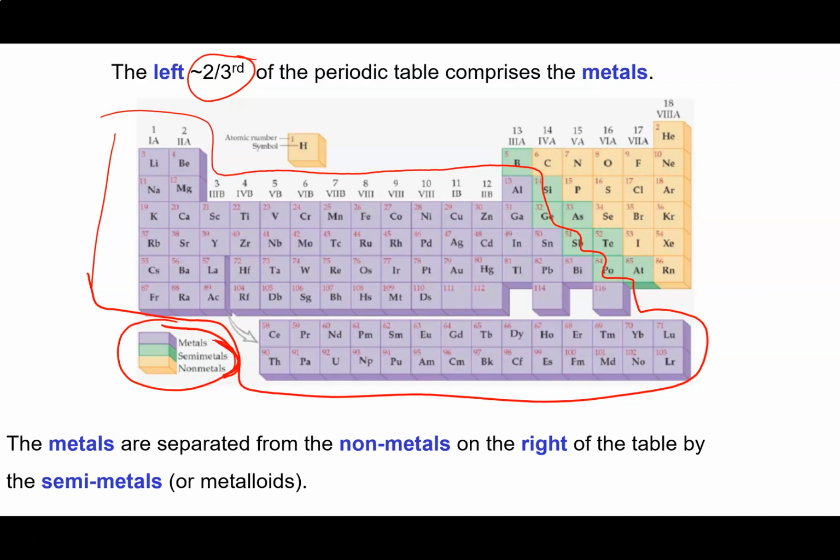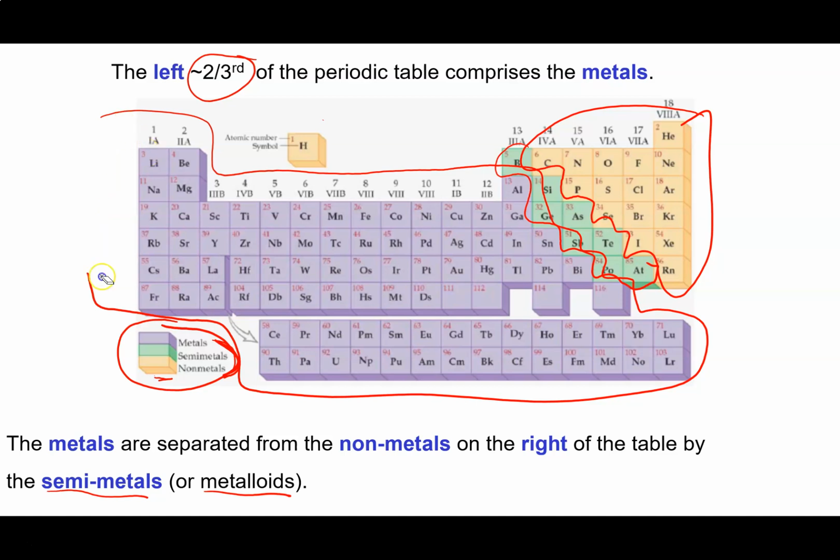Now, in this sort of yellowish color, we have all of the non-metals, the elements that are color-coded here as being non-metals. And what you see is that the non-metals are in this little triangle over on the right of the periodic table, and there's not as many of them as there are metals, and they're separated from the metals by these green elements, which are color-coded as being semi-metals. I do want to point out here that sometimes the semi-metals are referred to as metalloids, and people will use those terms interchangeably.